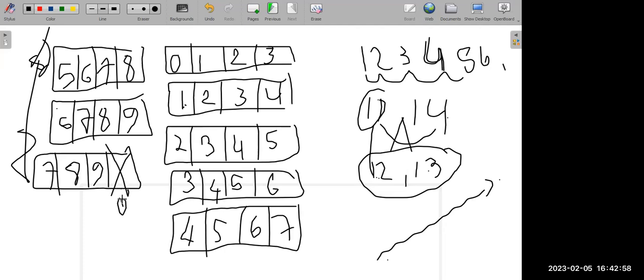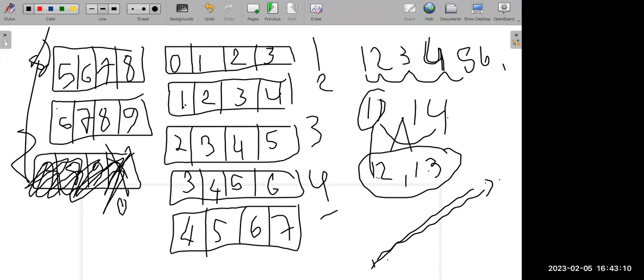No, no, it's not from least to greatest. Not consecutive, so this is not considered. So how many are they? 1, 2, 3, 4, 5, 6, 7. Is it clear now?